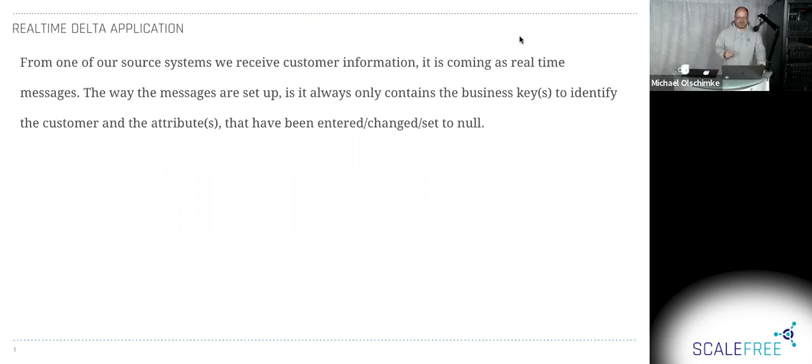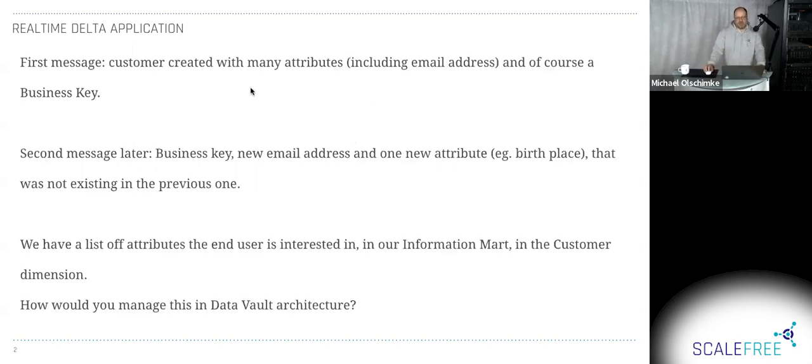The thing is this. The customer is receiving real-time messages, which are some form of delta messages. Every time they receive a message, the business key is there, which identifies a customer. They also receive the attributes that have been changed, set to null, or inserted. In the first message, they receive a new customer with many new attributes, including email address and the business key. Then a second message arrives later that still contains the business key, and there was a change on the email address, so what they receive is the new email address.